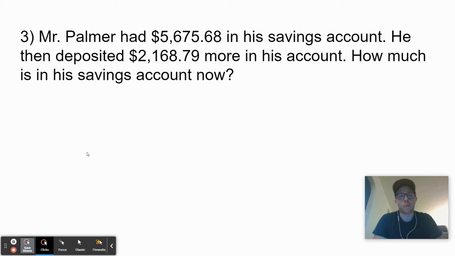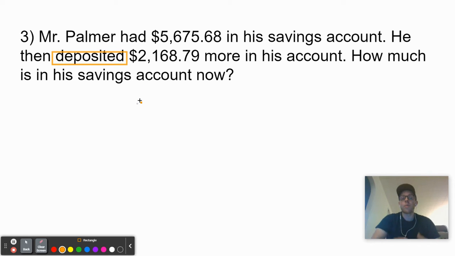This says that Mr. Palmer had $5,675.68 in his savings account, and then he deposited $2,168.79 more in his account. How much is in his savings account now? I love this being our first question today, because for me, it's an easy one to start with because we already know this word. We know the word deposited because we talked about the word deposited yesterday.